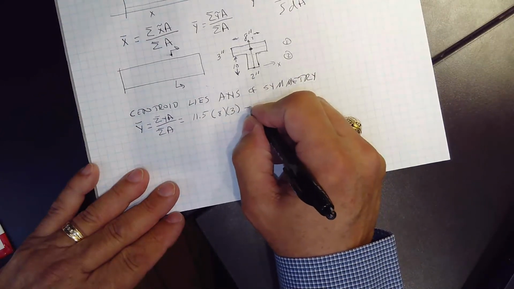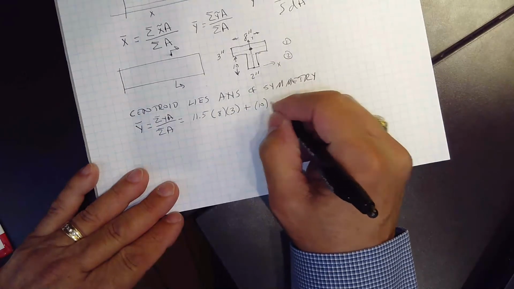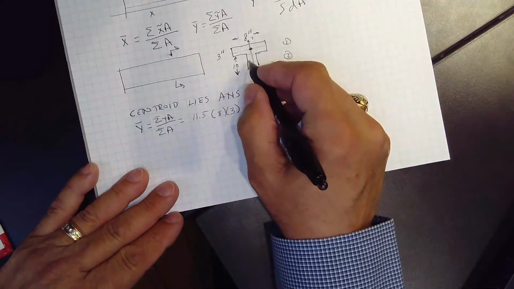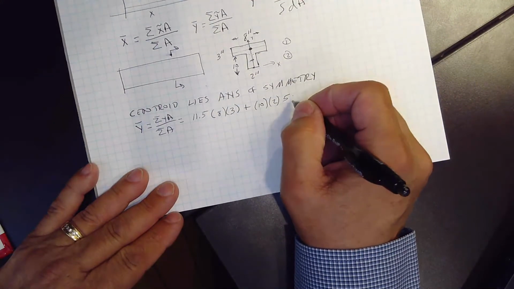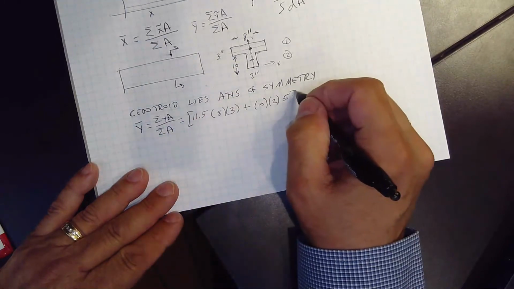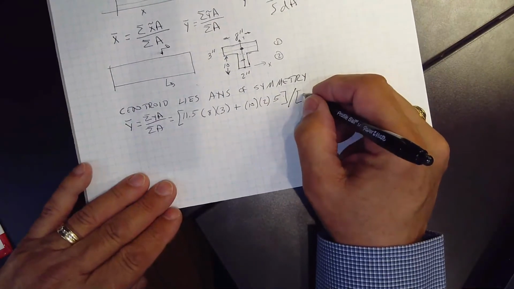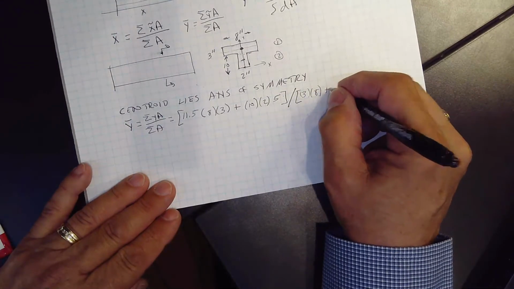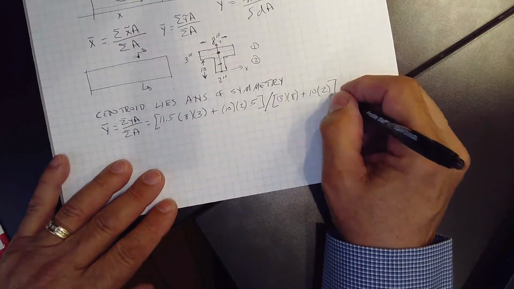And then we have to add the next section, section 2. Well, that area is 10 times 2, and that y bar is 5. Or that y, excuse me, where the distance of the centroid is y. And then we're going to take that, and we're going to divide by the summation of the area, which of course is 3 times 8 plus 10 times 2. Okay?